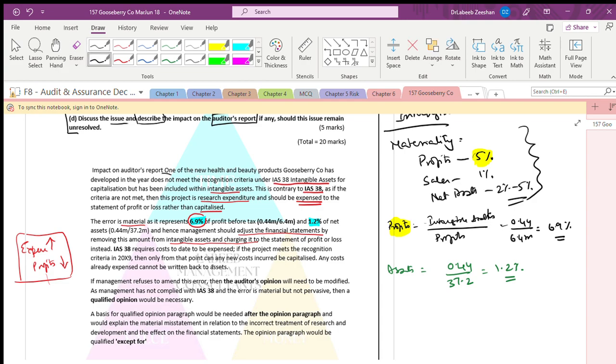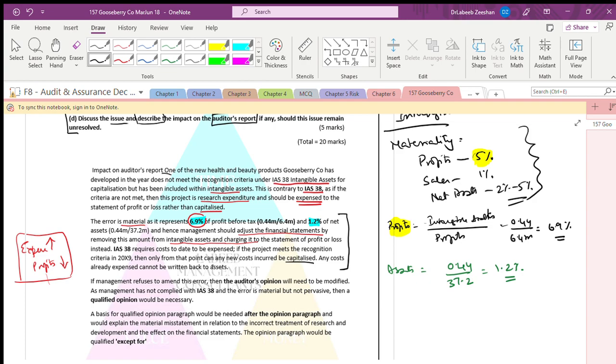Now, if the project meets the recognition criteria, then from that point any new cost can be capitalized. If it is going to fulfill that criteria next year, that's fine, we'll take it into next year. That is the basic reason. If management is doing fine, that's good, there's no issue at all.